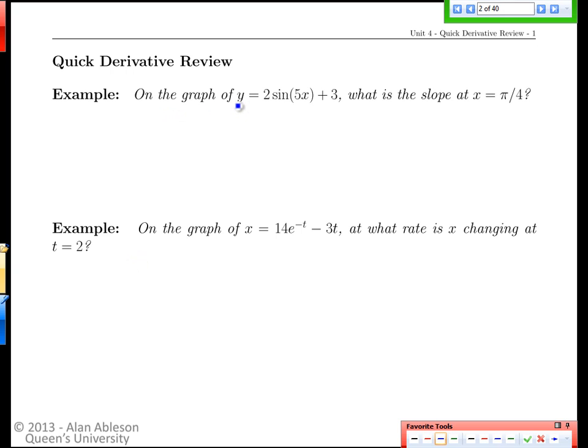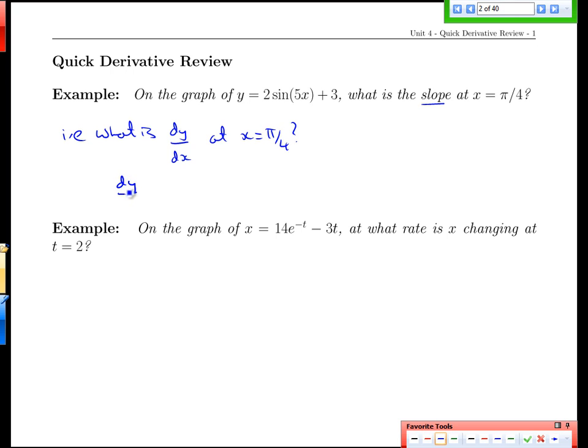So imagine you have the graph of y equals 2 sine of 5x plus 3. What's the slope at x equals pi over 4? So this is a classic derivative question. If we're looking for the slope on a graph at a single point, we're basically asking, what is the derivative, i.e., what is dy/dx at x equals pi over 4?